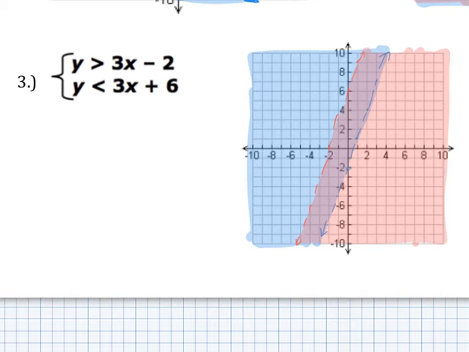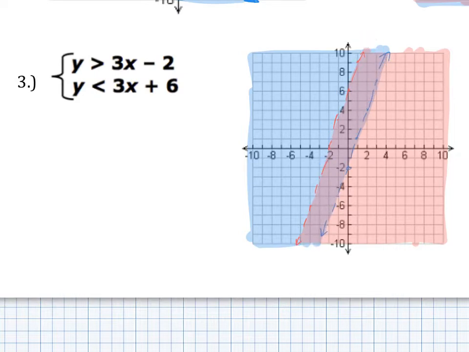So on this one, you'll notice for the blue line, 0, 0, this is the blue line here, so this is y is greater than 3x minus 2. 0 is greater than negative 2, so 0, 0 works for this one, so I shade the blue line this way. For the red line, I get 0 is less than 6, so I shade the red line this way. You'll notice there's this overlap here. The solutions are in between.